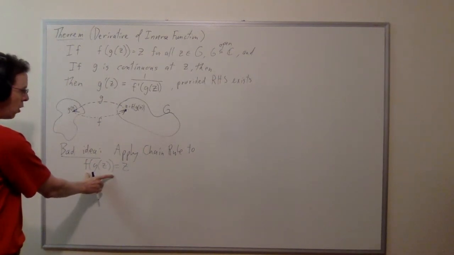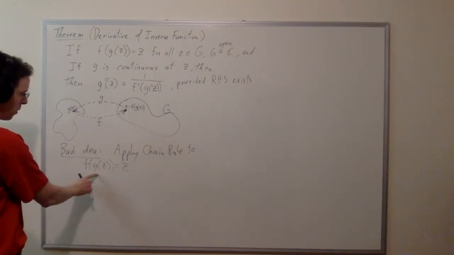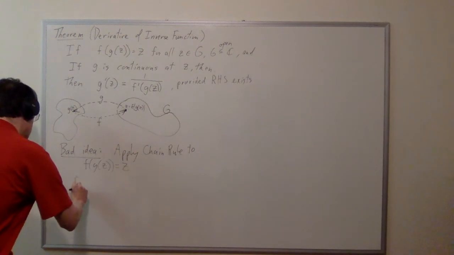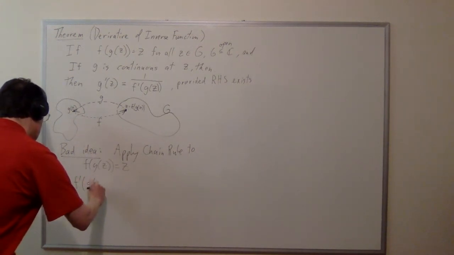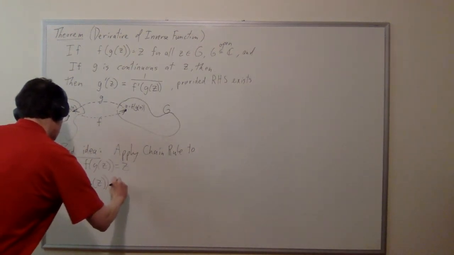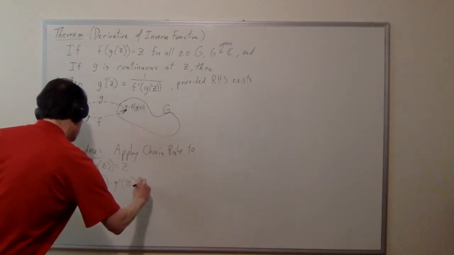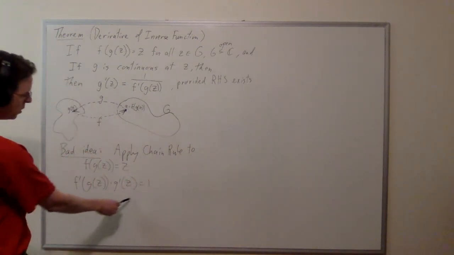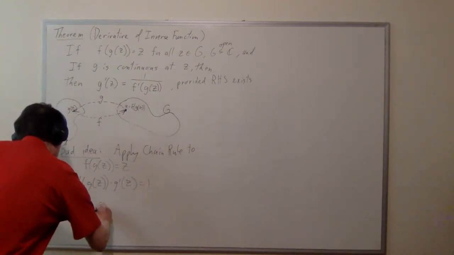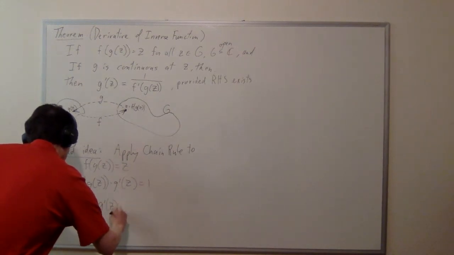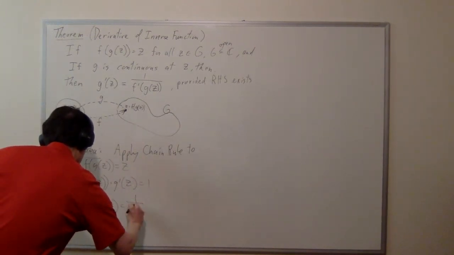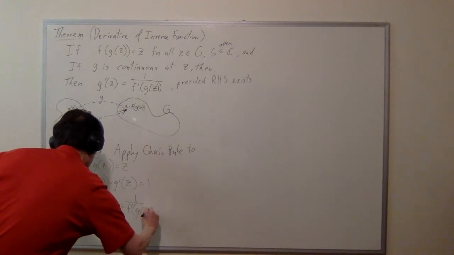So then the chain rule applies to the left-hand side and gives us f prime of g of z times g prime of z. So that tells us that f prime of g of z times g prime of z is equal to 1. And now you can see where this is going. Just solve for g prime of z. So g prime of z is equal to 1 over f prime of g of z.